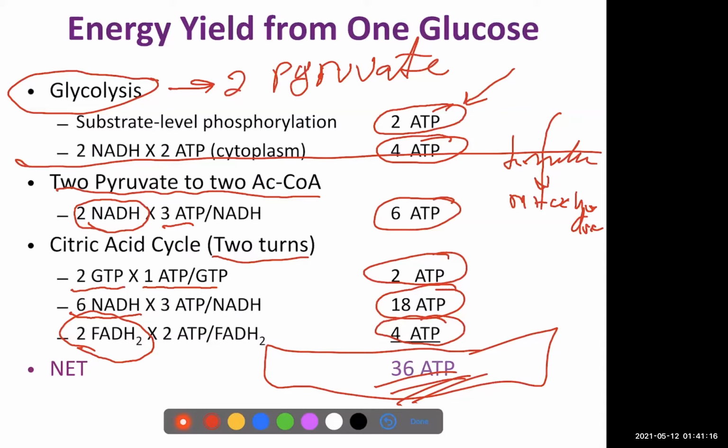Okay. But it'd be simple. It would say 1 pyruvate or 1 glucose. So 1 glucose is going to generate 36 ATP. 1 pyruvate is going to generate 18 ATPs.